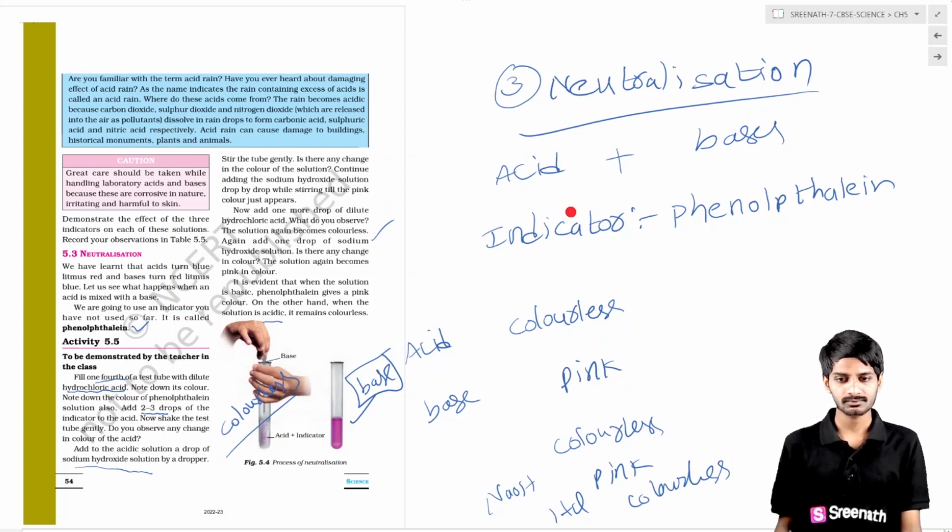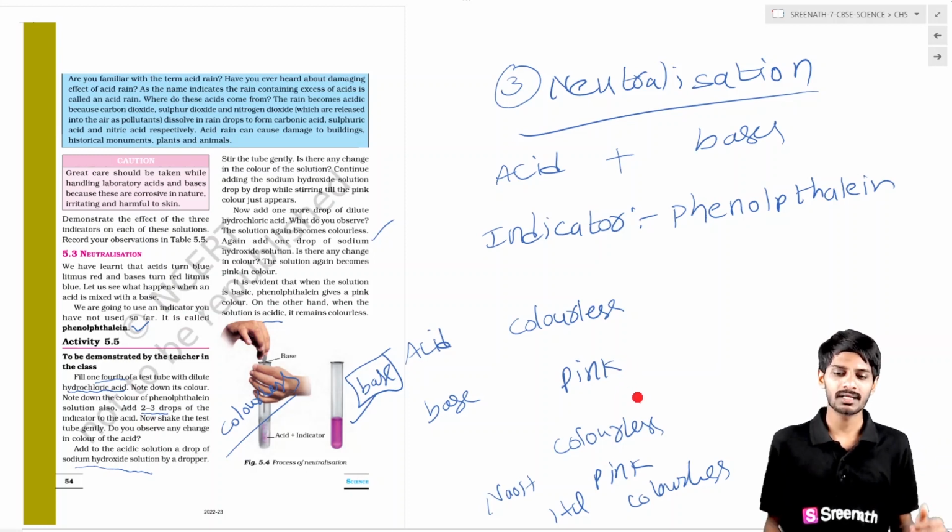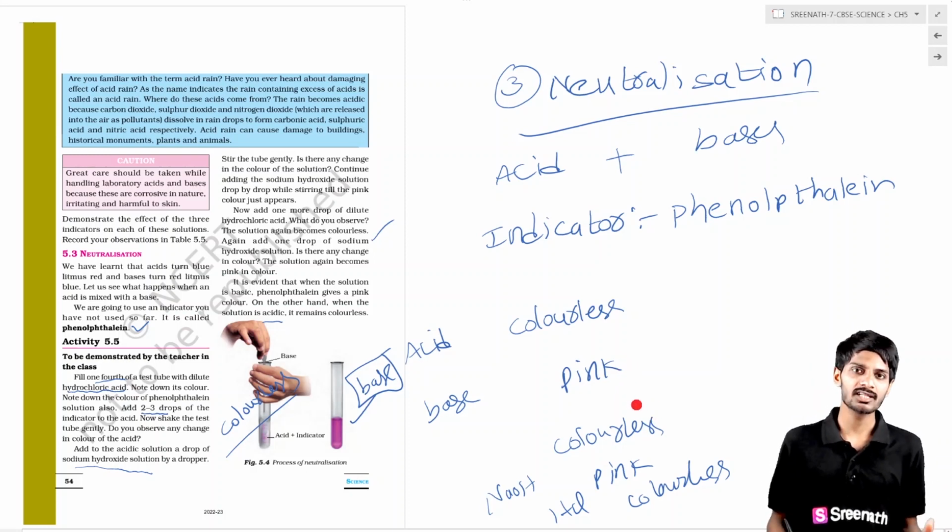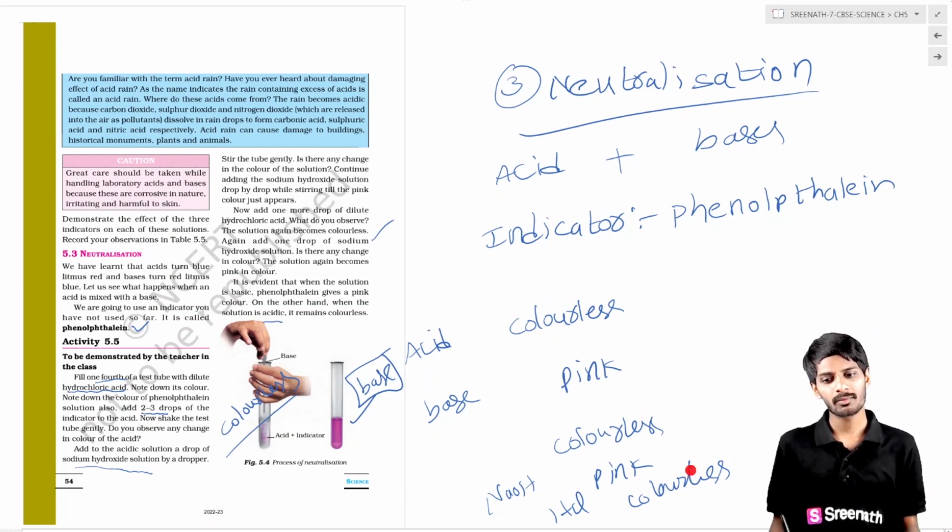What you are doing? In the beginning, you are adding some acid and you are adding the indicator, which is the phenolphthalein indicator. After adding, what happens when acid is added to phenolphthalein indicator? It becomes colorless. After that, we are adding with a dropper sodium hydroxide solution, which is a base. What happened after some time? It will become pink. Again, you add acid. Then what happened? Again, it becomes colorless. Again, you add some more base. Again, what happened? It becomes pink again.